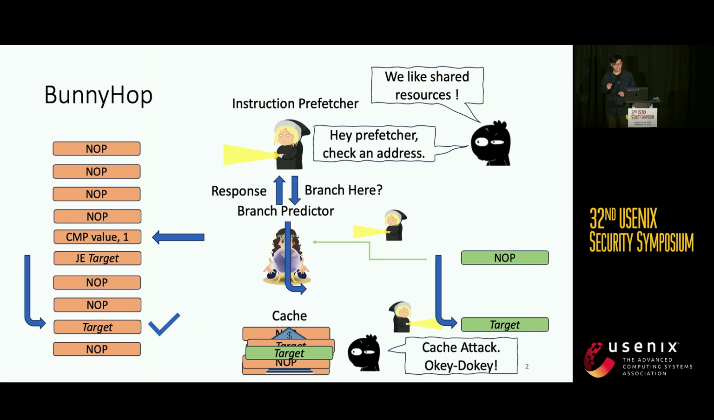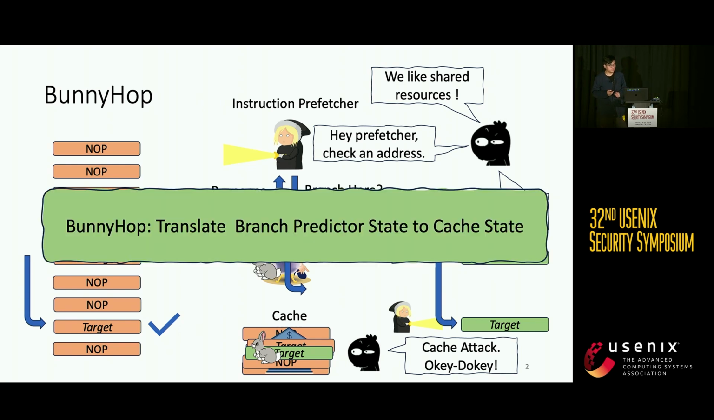Now an attacker can perform a cache attack to learn whether such a target address is stored in the cache or not. We know cache attacks very well, so we have plenty of them, and they are very easy to perform and very reliable. If we consider the branch predictor state as a bunny, we found that with the instruction prefetcher, this bunny can be converted into a cache state, which allows an attacker to observe it with cache attacks. So here we see the BunnyHops. The main observation in our paper is that we can translate the branch predictor state into a cache state with the help of the instruction prefetcher.